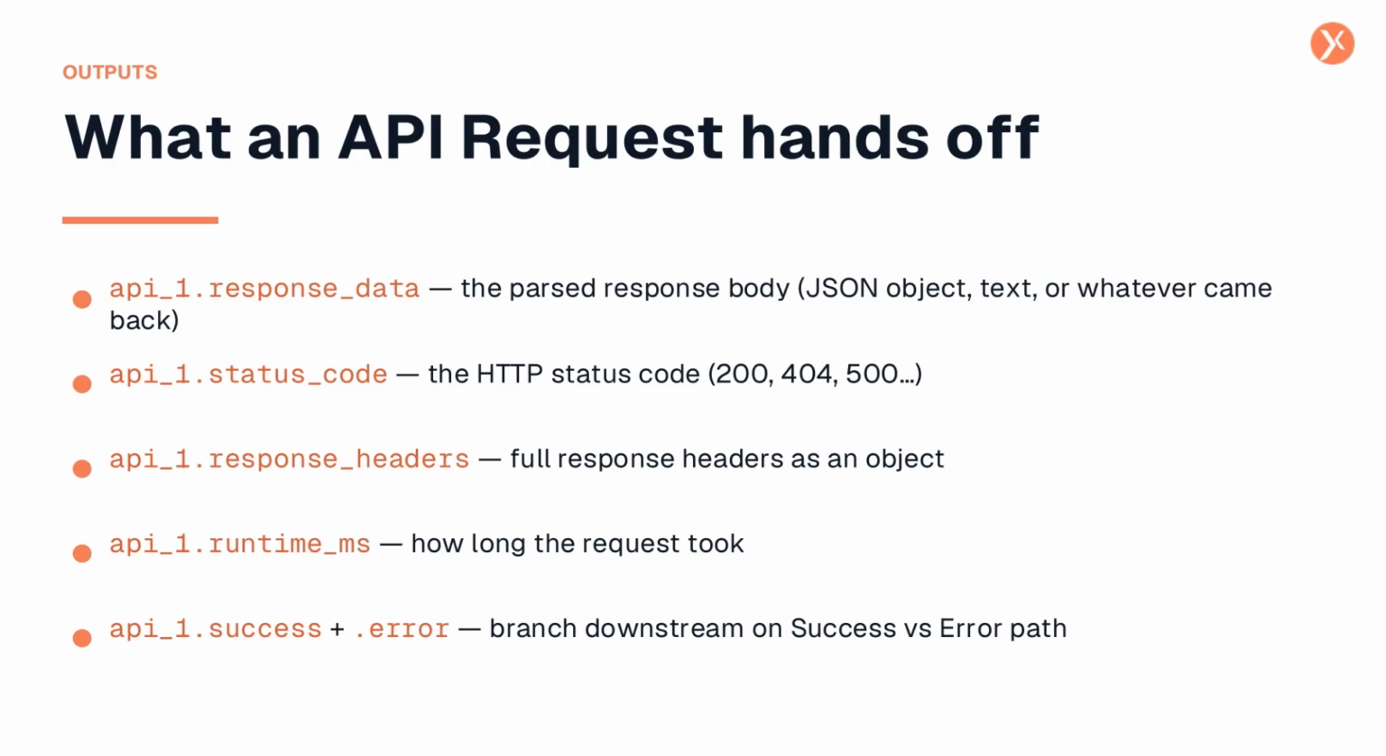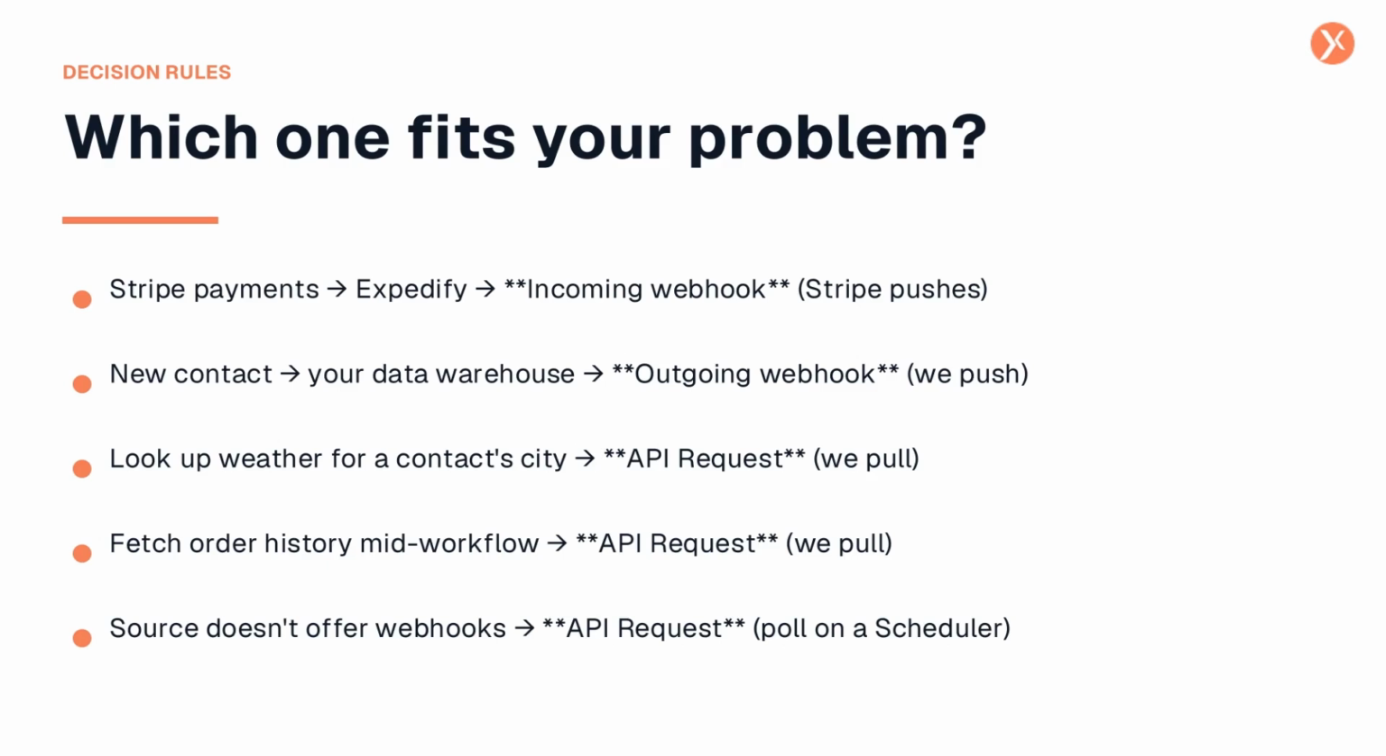An API request provides several valuable outputs to downstream nodes. The response_data is the parsed response body, which can be a JSON object or a string. The status_code indicates the HTTP status, such as 200 for success or 404 for not found. Response_headers provides the full set of response headers. Runtime_ms shows the duration of the call, and success or error paths allow for conditional branching in your workflow. Consider these common scenarios to determine the best tool.